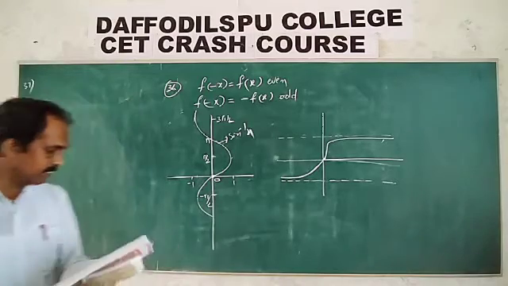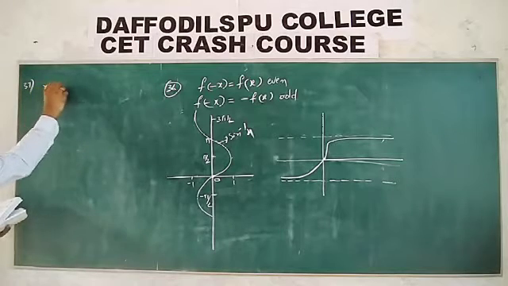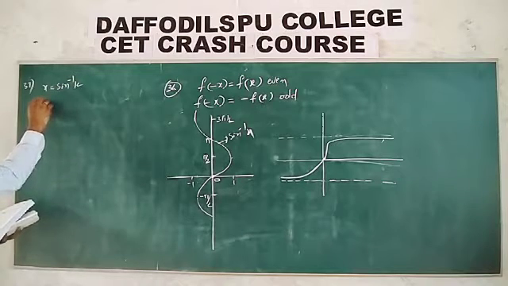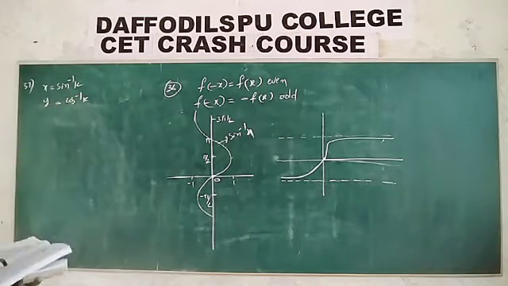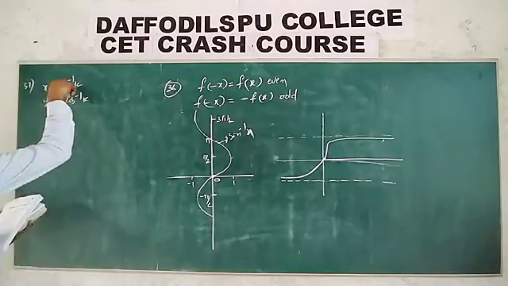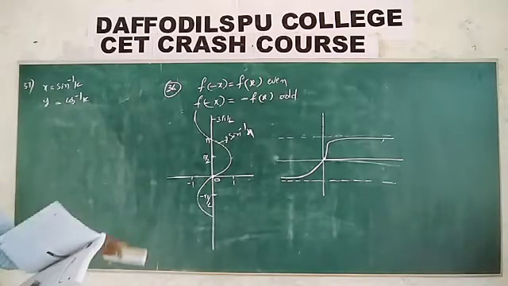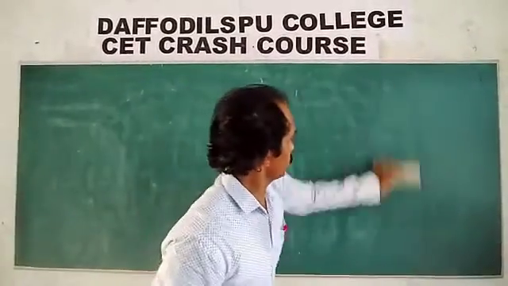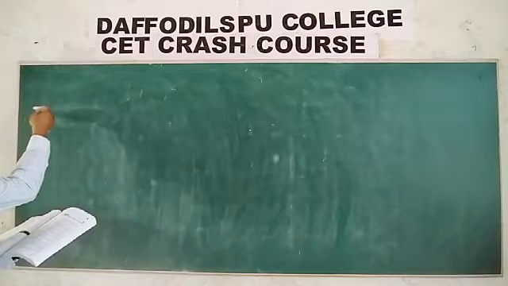Next, 38. x is equal to sin inverse k, y is equal to cos inverse k. What is the relation? Directly in the options, third option: x plus y is equal to sin inverse k plus cos inverse k. What is the answer? Pi by 2. So the third option is correct. Direct answer. 38 complete.